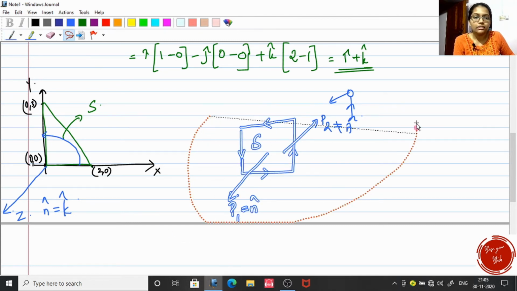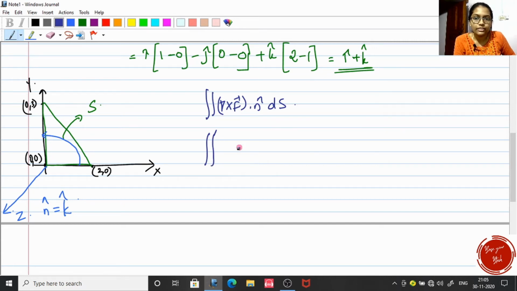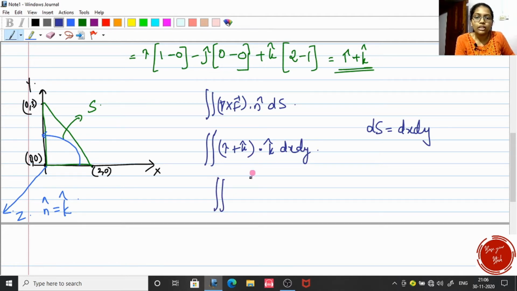Now, the next aim is to take del cross f. The double integral of del cross f dot n cap ds is the RHS of Stokes theorem. So, here it is the double integral of del cross f, which is i plus k, dot n cap, which is k cap, ds. And what is ds? ds is equal to dx dy, because S is the surface drawn in the xy plane. So, ds is substituted with dx dy. Now, k cap dot k cap is 1. So, the double integral of 1 dx dy.